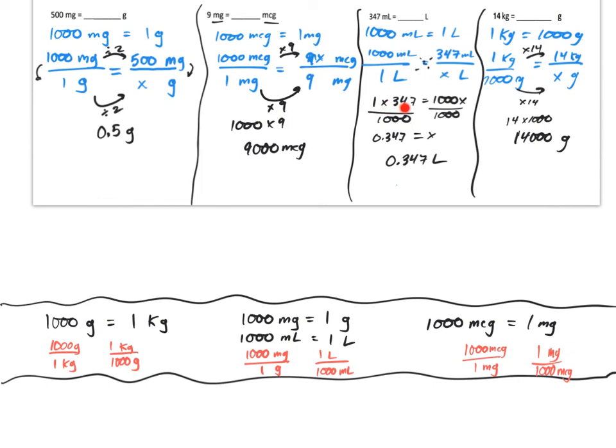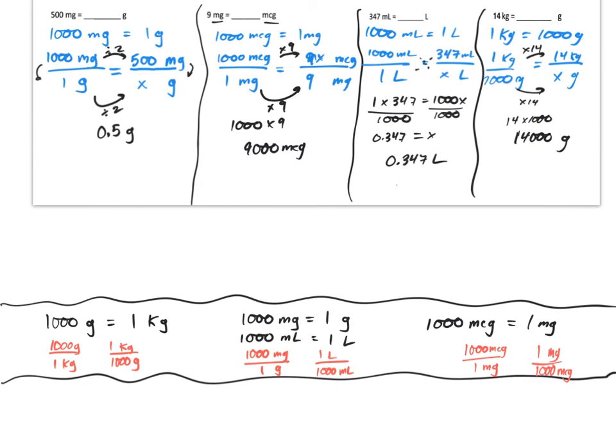1,000x equals 1 times 347, divided by 1,000. I got x equal to 0.347. But then I also remembered that's not your solution. Your solution then therefore is 0.347 liters. So we want to go and add that unit.